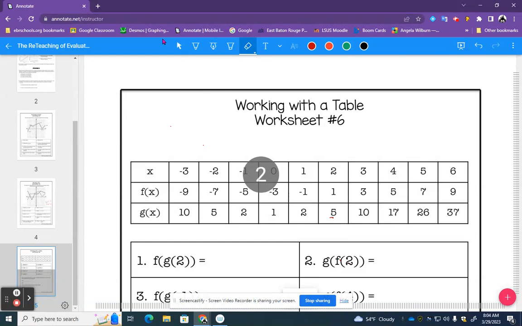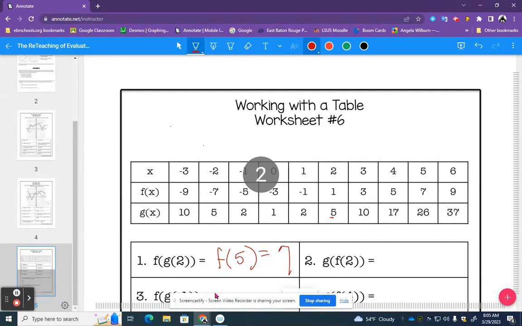G of 2, this is the g function. These are your x values. So when x is 2, what is g? 5, right? Does everybody see that? X is 2, g is 5. So now I'm going to find f of 5. So here's my f function. I'm going to go to 5. What is f of 5? 7. So your final answer for that would be the 7.